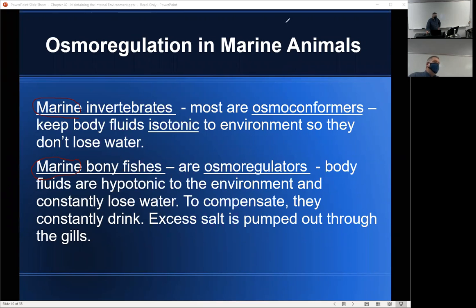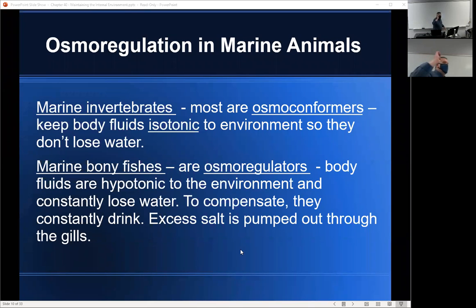Marine bony fishes, on the other hand, are osmoregulators. So osmoregulators' body fluids are hypotonic to the environment and constantly lose water. To compensate, they constantly drink. Excess salt is pumped out through the gills. Okay?